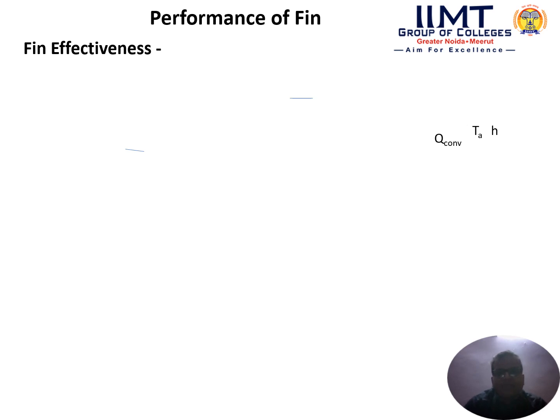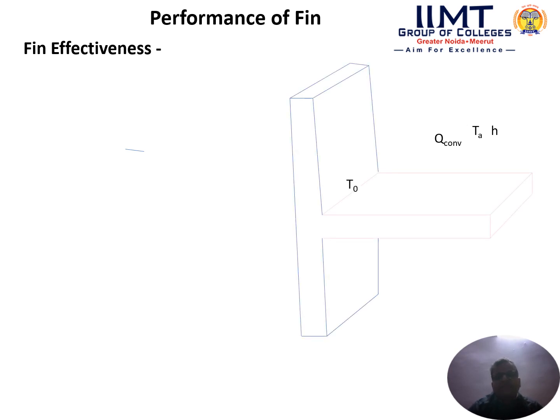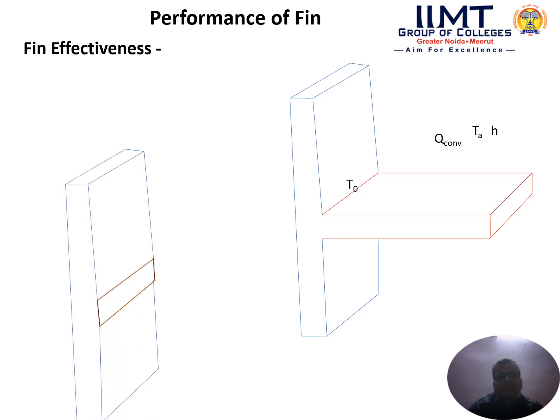Fin effectiveness. Fin effectiveness means what will be the comparison of heat transfer rate when we are using fin and when we are not using fin. That means that will be the comparison between two heat transfer rates, when we are using fin and when we are not using fin. Okay, this will be the case when we are using fin. When we are using fin, all this area is exposed area, and that area is responsible for the heat transfer. That will be the huge area.